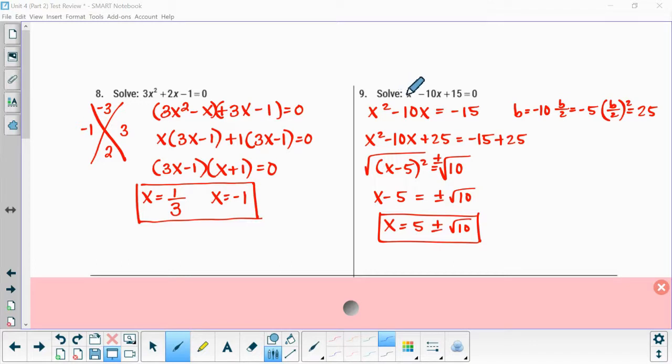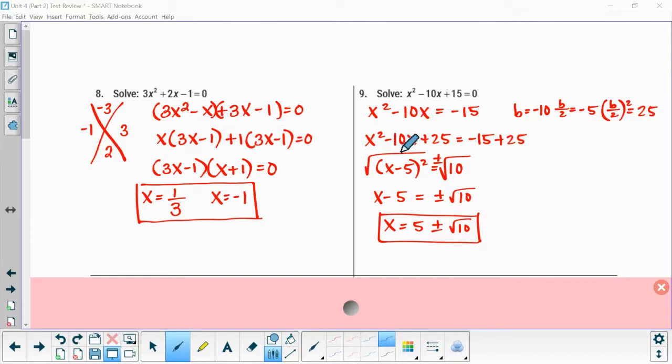For solving number 9, I went ahead and approached this as a complete the square problem, just because I know there's no way to multiply to get 15 and add to get negative 10. And I just kind of wanted to show you another example and didn't jump straight into quadratic formula. So I subtracted 15 from both sides, and I identified my b to be negative 10. b over 2 is negative 5. b over 2 squared is 25.